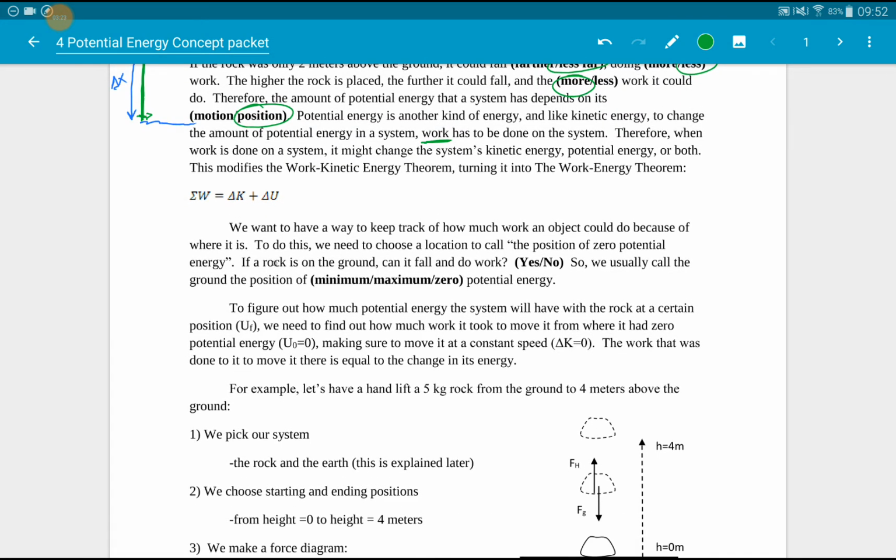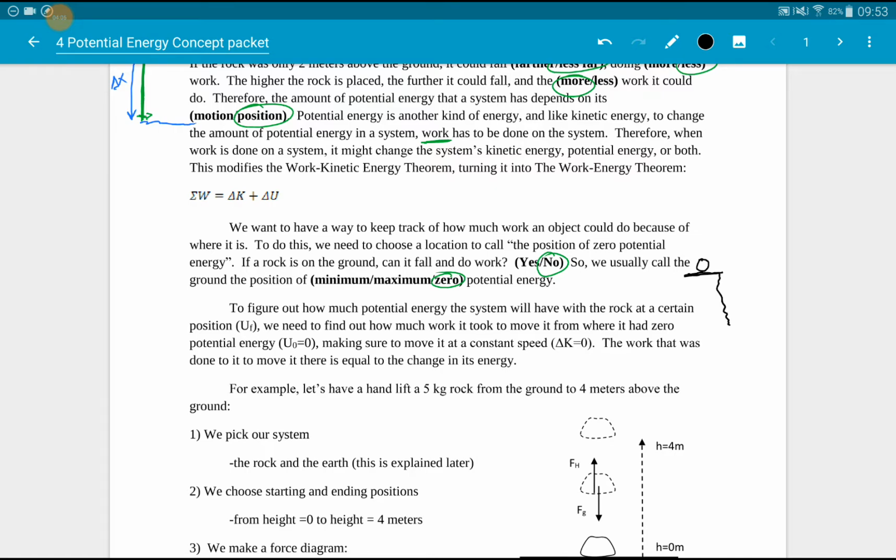All right. We want to have a way to keep track of how much work an object could do because of where it is. To do this, we need to choose a location to call the position of zero potential energy. If a rock is on the ground, can it fall and do work? Well, generally we'd say no, so we usually call the ground the position of a minimum, or really zero potential energy. Now, is that really true? Well, you could think about that and go, oh, if I place something that's on the ground there, that thing doesn't have anywhere to fall, but then think, oh, wait, could I make it fall? What if I took that ground and I got a big shovel? Could I make it fall?